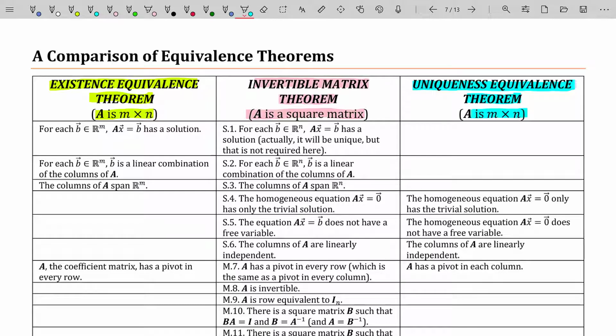Again, that's for m by n matrices. Again, you could trade out m for n. So you could talk about square matrices in both the existence and uniqueness equivalence theorems. Just when you do that, they bleed right into the invertible matrix theorem.